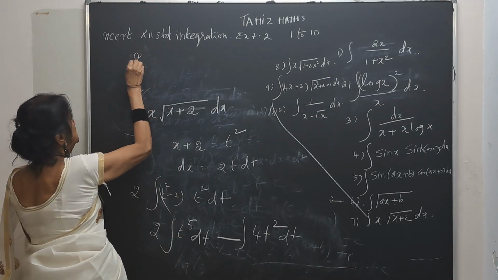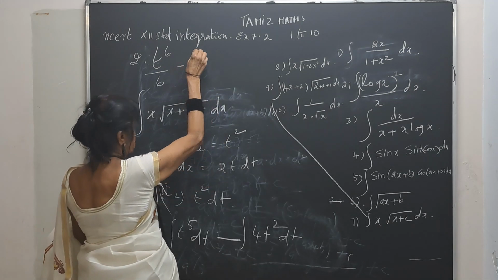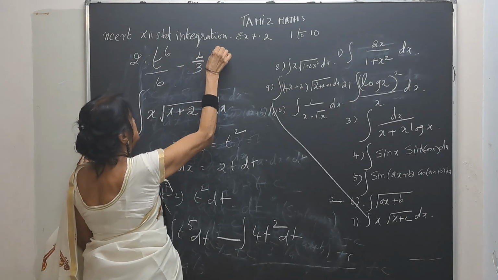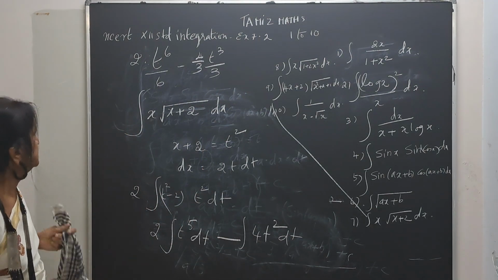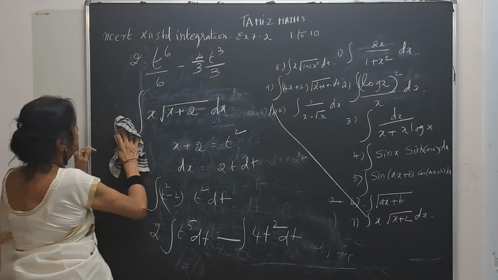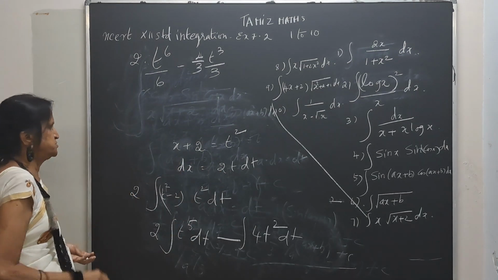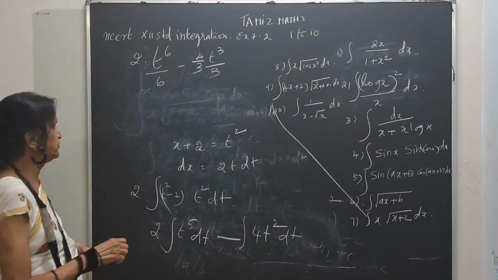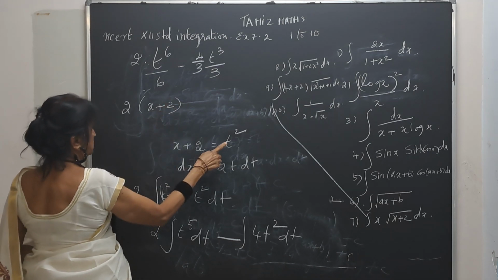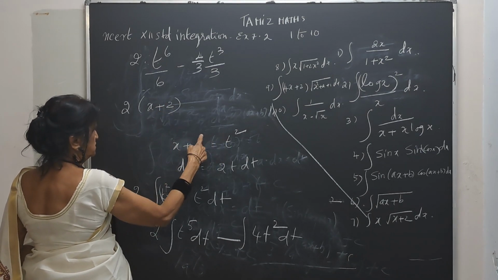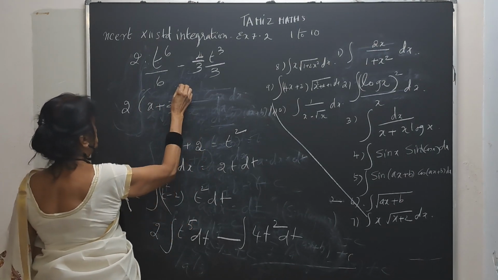Now integrate it. T power 6 by 6 minus 4 by 3 t power 3 by 3. But what is t? X plus 2. What is t? T will be x plus 2 whole power half. So take your root, that will become half, whole power half. So it will be x plus 2 whole power half.